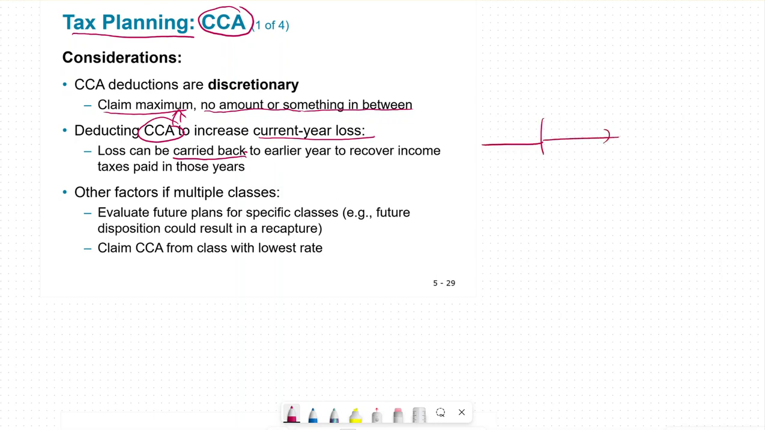So you can carry back your losses and you can carry forward. Depending on the situation, we have non-capital and net capital losses. I'm not going to discuss it here because the rules change every year. So any loss you have, you can carry it back or you can carry it forward.